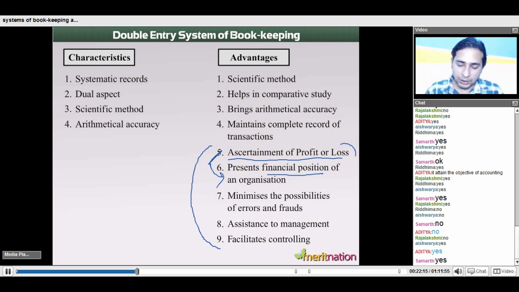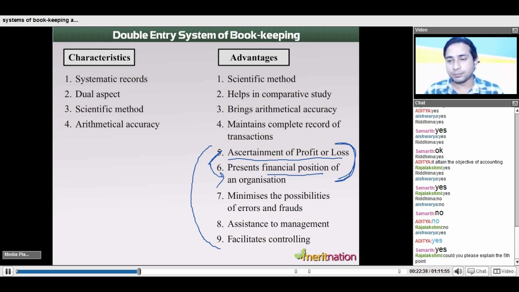Every time these two points will be interlinked. If it is easy to ascertain profit and loss, it will be pretty easy for us to ascertain the financial position or financial vitality of a business. Fine? And if it is difficult for us to calculate the profit, it will again be difficult for us to ascertain the financial position.